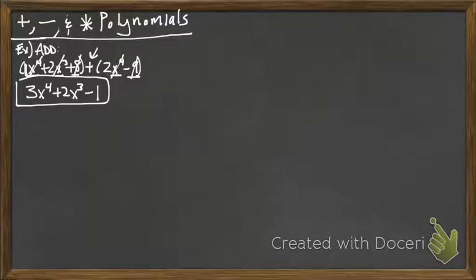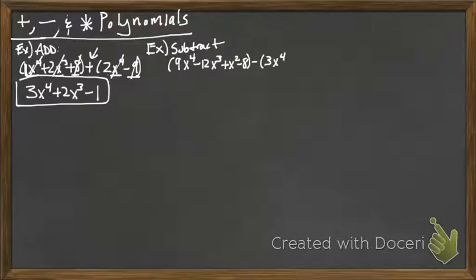Let's look at another example where we're going to subtract. Now, subtraction we can make into an addition problem pretty easily, and I'll just write this down first. We have 9x to the fourth minus 12x to the third plus x squared minus 8, and we're going to subtract from that the polynomial 3x to the fourth minus 12x cubed minus x.